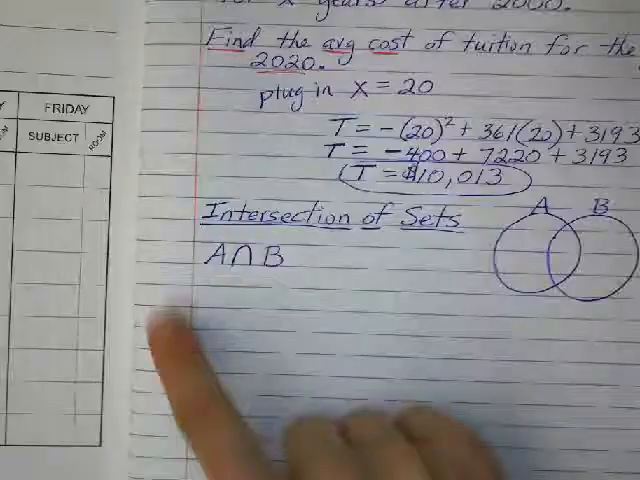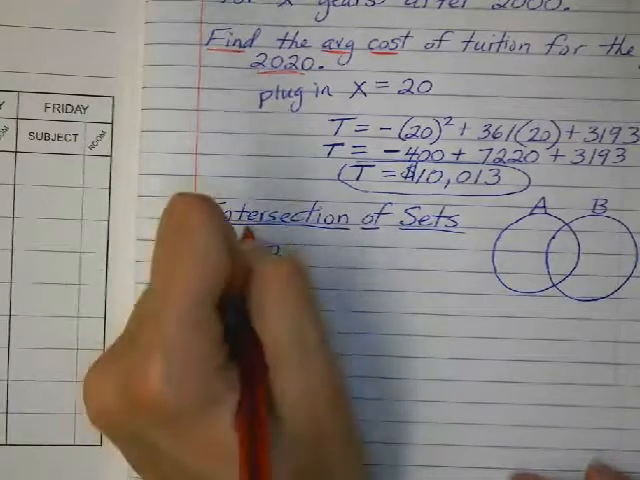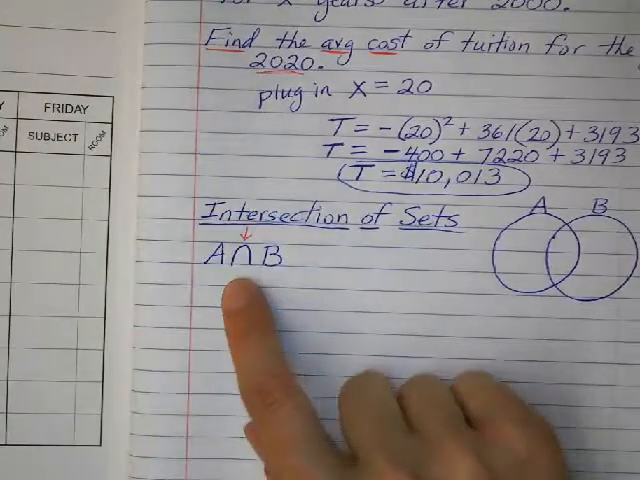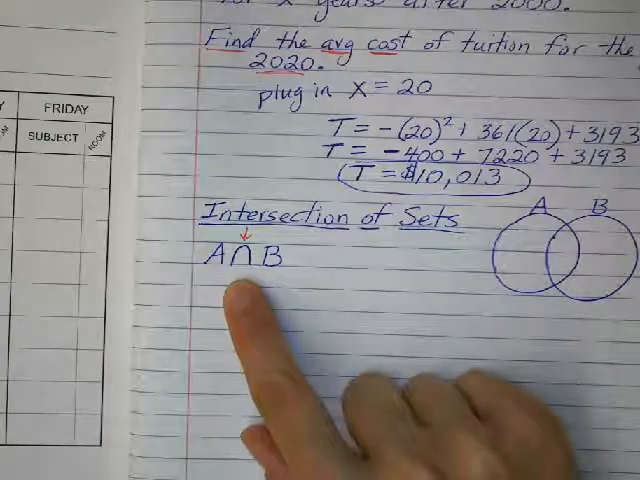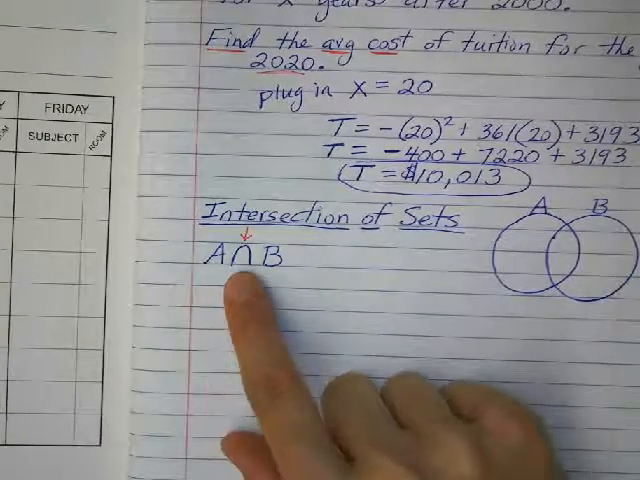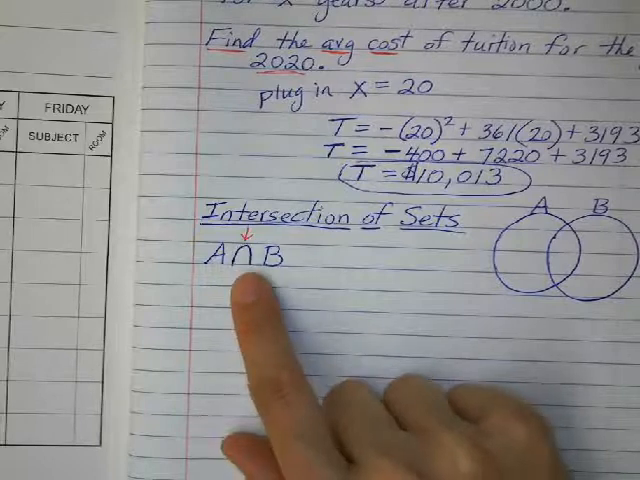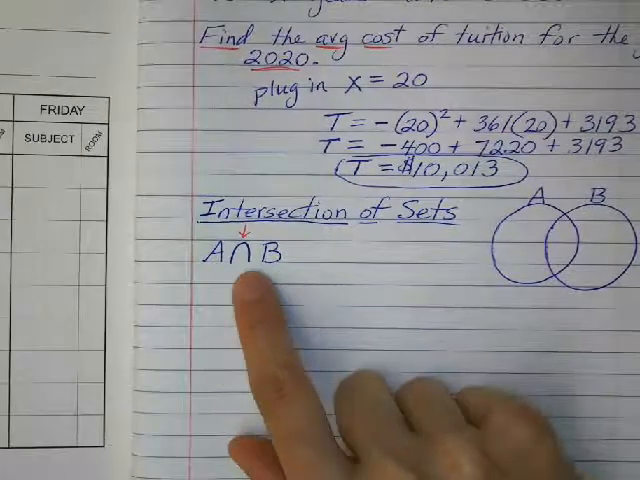This is how you write intersection. They write this symbol. It's like a U, but it's upside down, like an arch. That says A intersected with B. Set A intersected with set B. That's how you would read that.